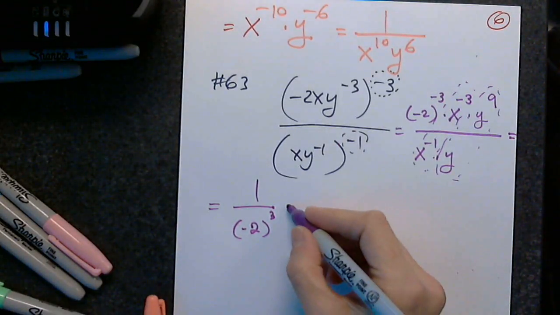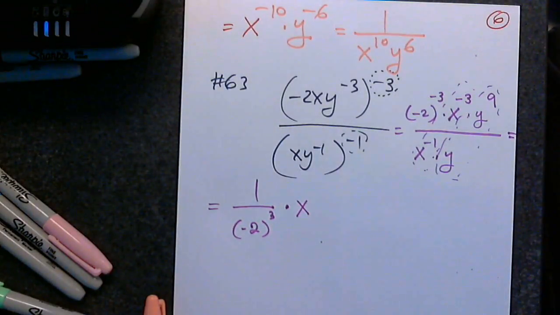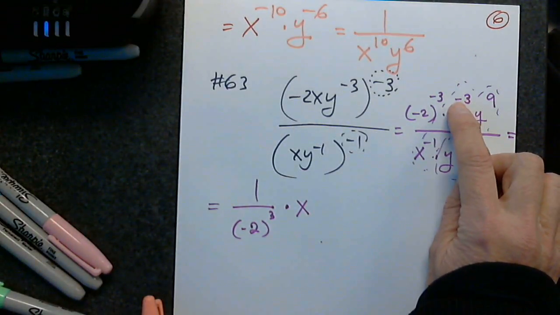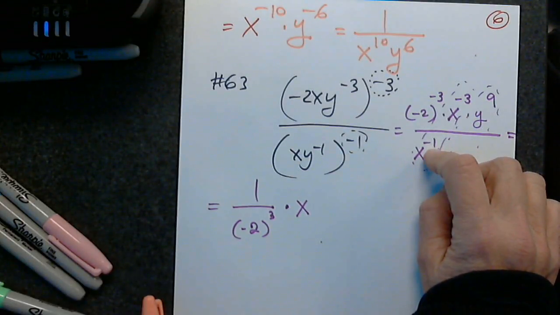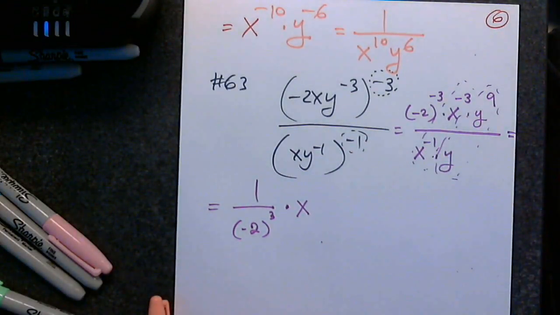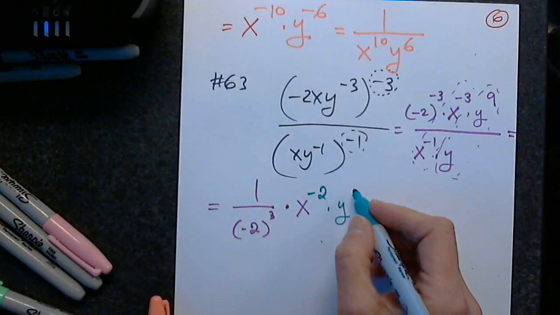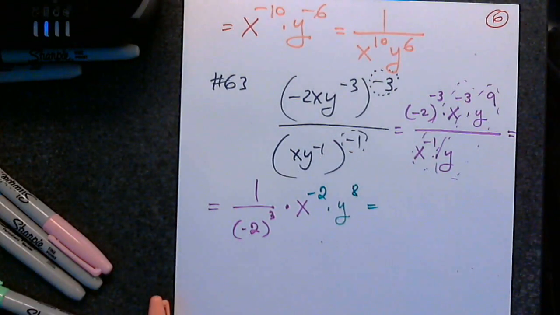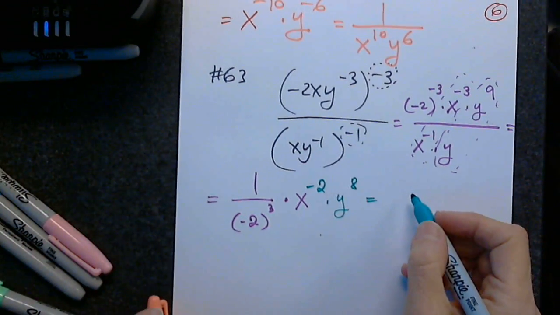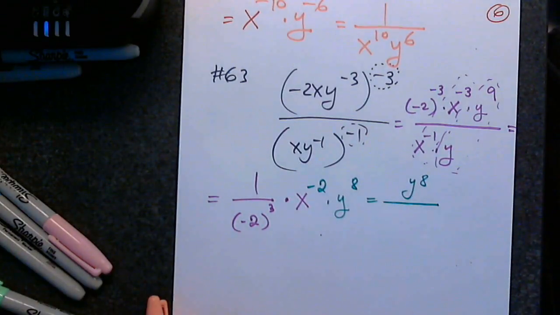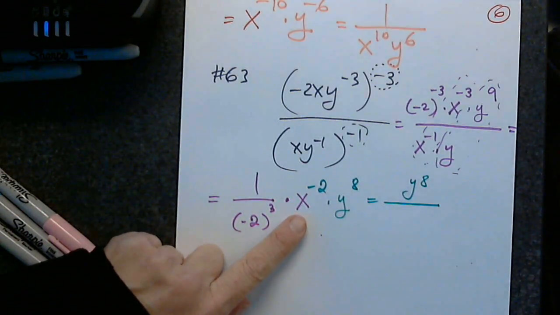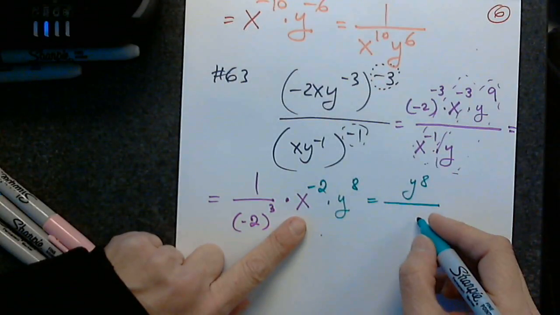Times x to which power, please? Negative 2. Yes, you're right. Negative 3 minus negative 1, which is plus 1. Indeed. That's power negative 2. Multiplied by y to which power? Very good. Awesome. Which of these two factors goes to the bottom? And which one I cannot touch and it has to stay at the top? Doesn't the y stand out? Yes, y to the 8th will stay at the top. Where does x to negative 2 go? To the bottom. Very good.